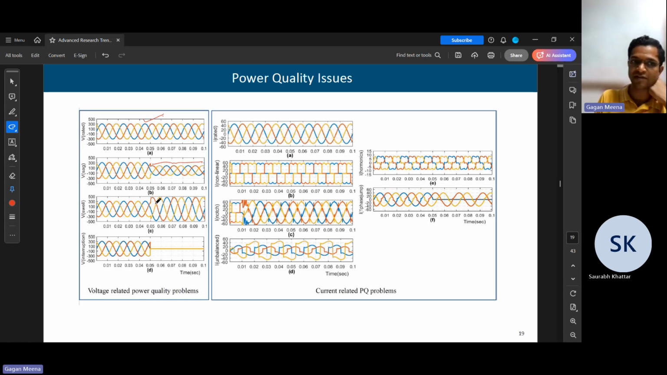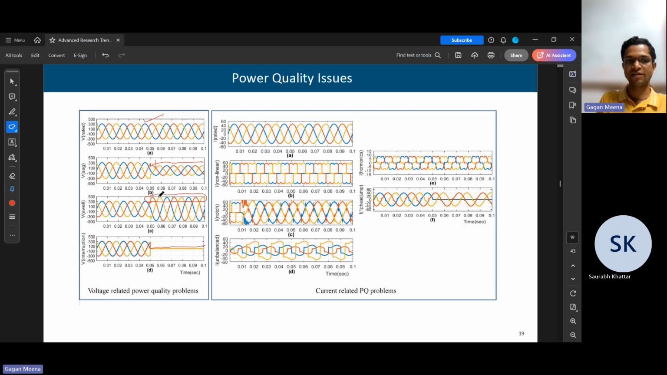Similarly, if the voltage magnitude increases temporarily for a few cycles, then it's a voltage swell. But if the voltage becomes zero for a few cycles, then it is an interruption.